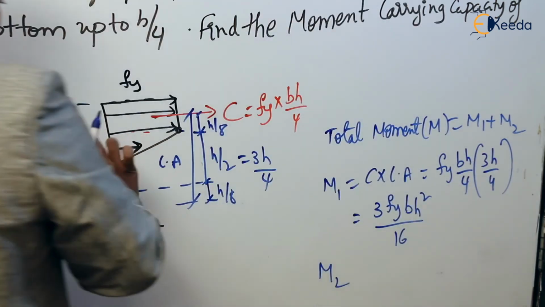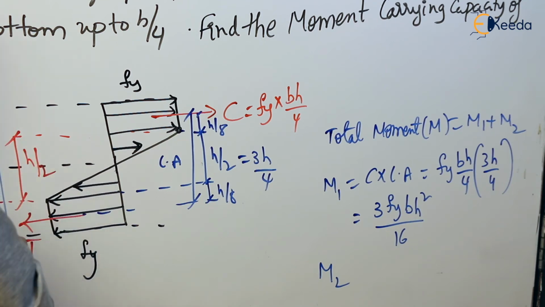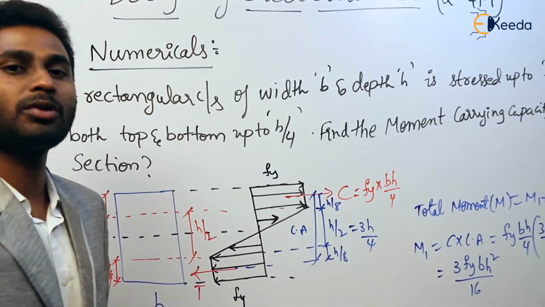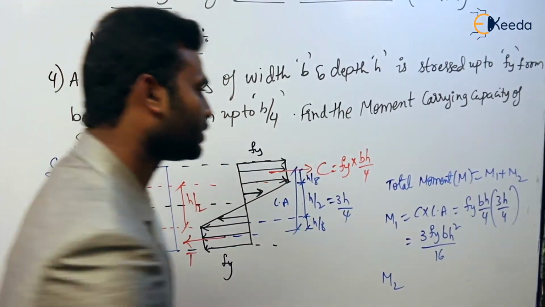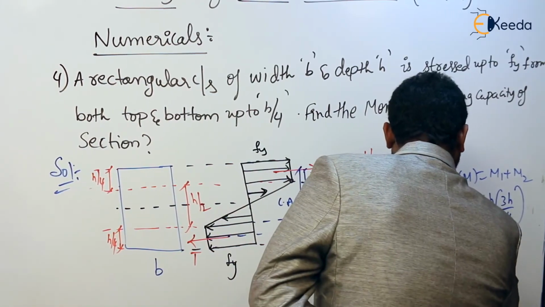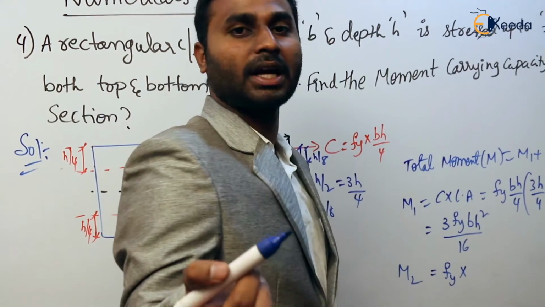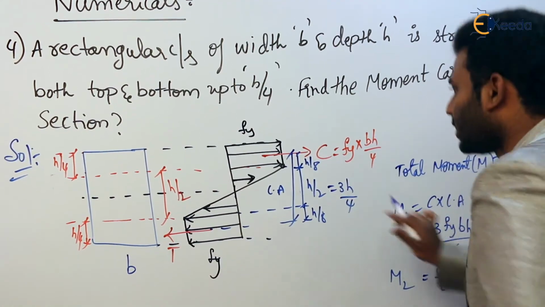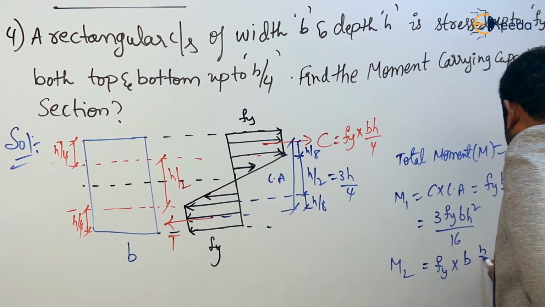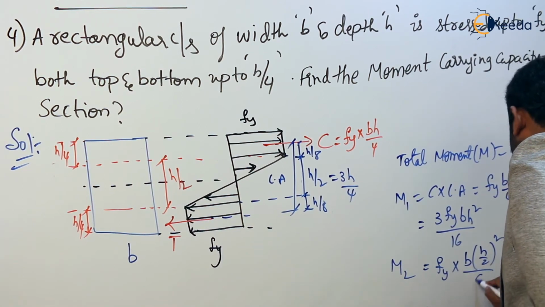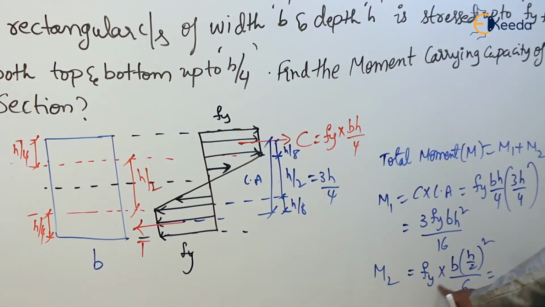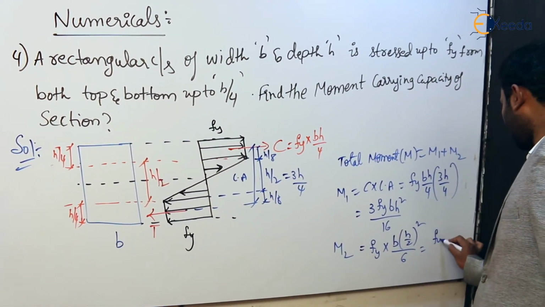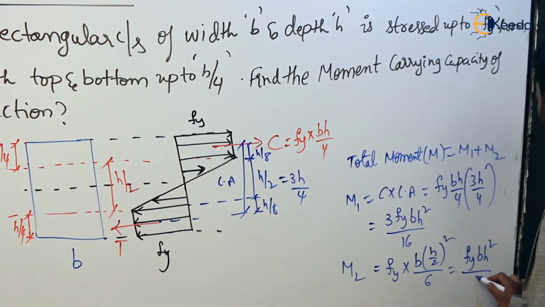As I said, this H by 2 zone is in elastic state, so we can use the formula M by I is equal to F by Y. M2 is simply F into Z, here Fy into Z. Z is I by Y, and for a rectangular section it is BH square by 6, where H is H by 2 here. So Fy into B into H by 2 whole square by 6. Upon simplifying, 4 into 6 is 24, so Fy BH square by 24.